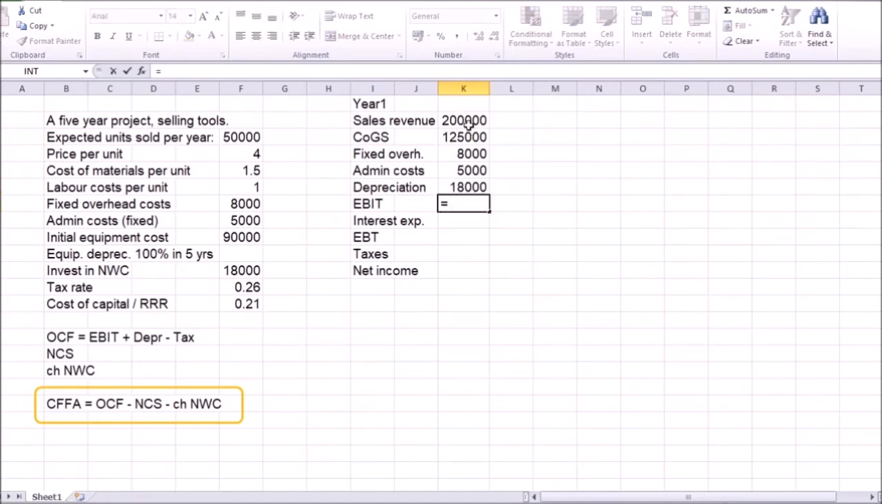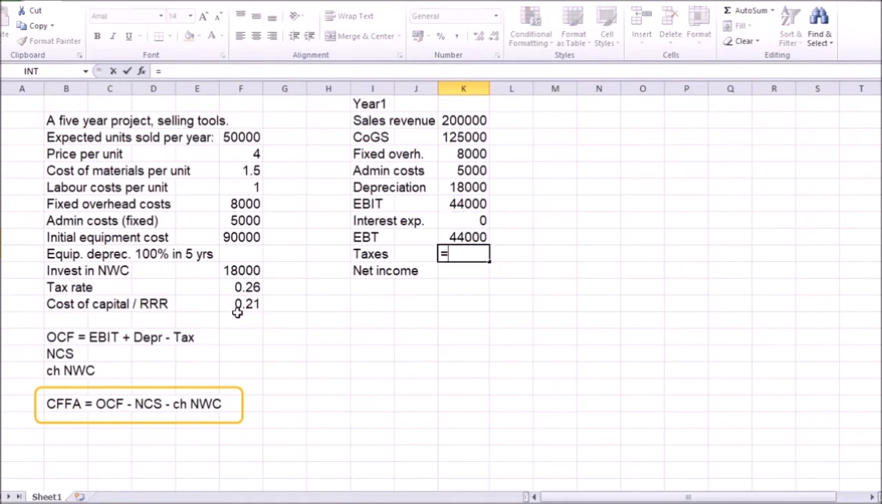Hence, earnings before interest and tax is going to be the sales revenue minus all of these costs, which is 45,000. In this case, we don't have any information on interest expense, so we just put 0 here. But in any other example on your exams, you might have interest expense over here. This is where you enter that number. Earnings before tax is, of course, EBIT minus the interest expense.